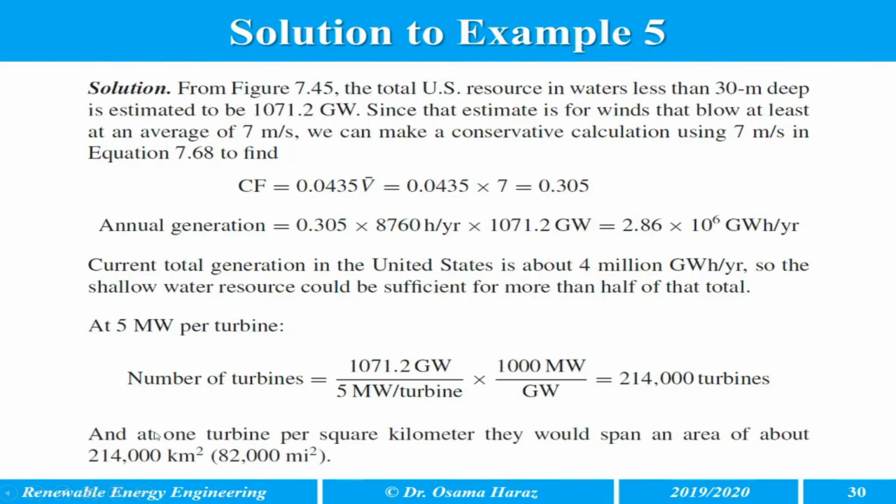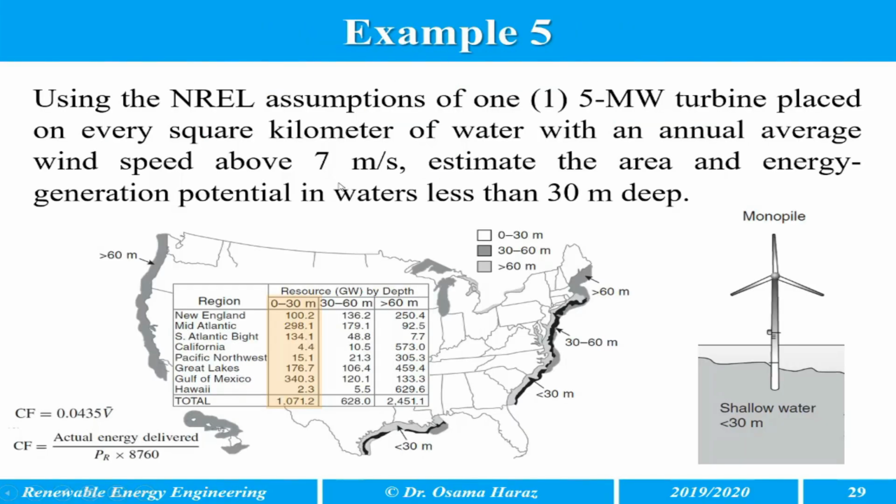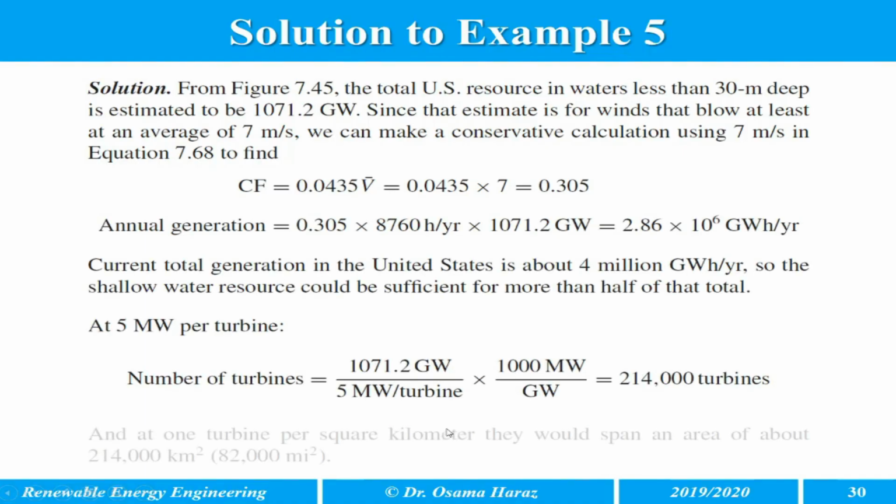Then, with one turbine per square kilometer, they would span an area of about, because it's given in the example here that this turbine is placed on every square kilometer of water. So once you know the number of turbines, you know the area in square kilometers. The number of turbines becomes the same as the area in square kilometers. So it will be 214,000 square kilometers.